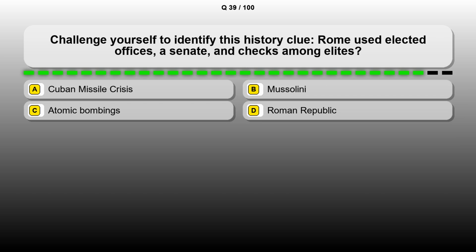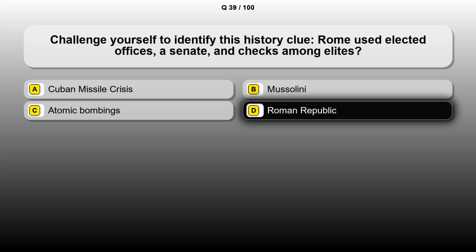Question 39. Challenge yourself to identify this history clue. Rome used elected offices, a senate, and checks among elites. Option A, Cuban Missile Crisis. Option B, Mussolini. Option C, atomic bombings. Option D, Roman Republic.